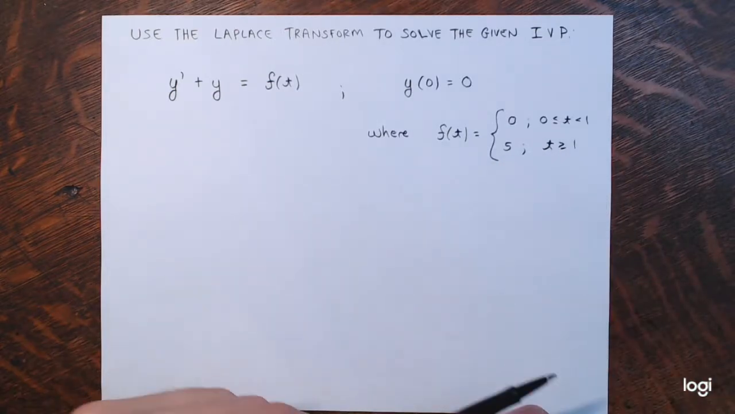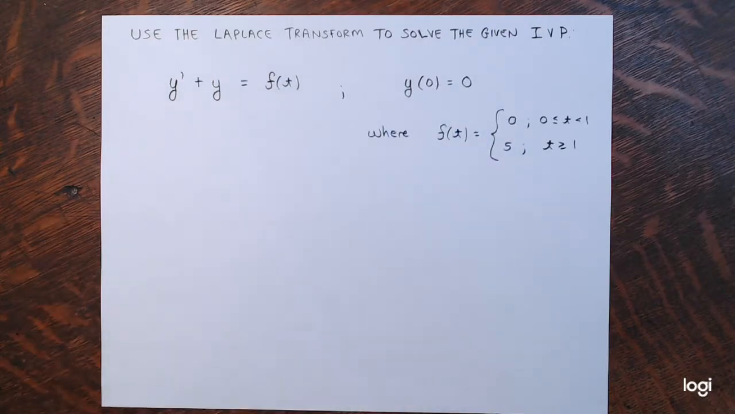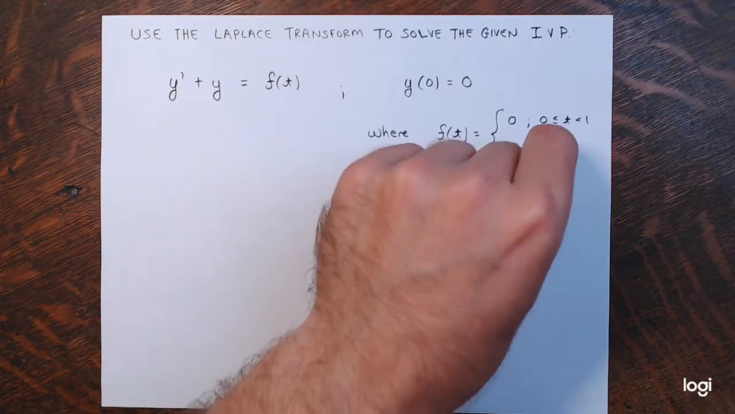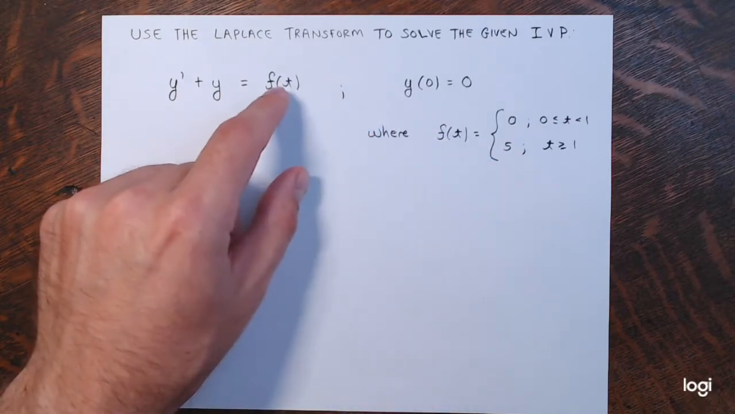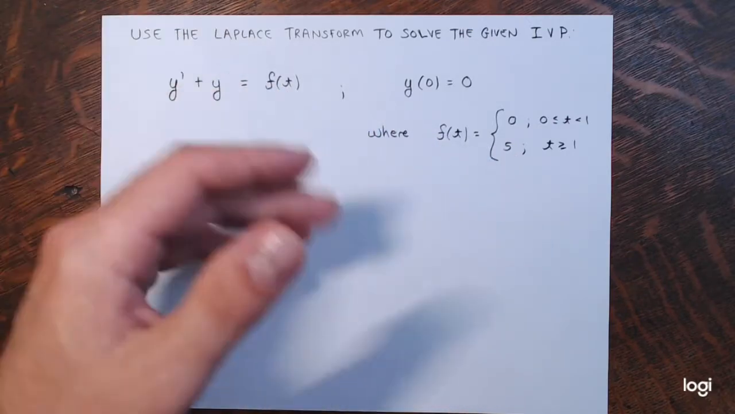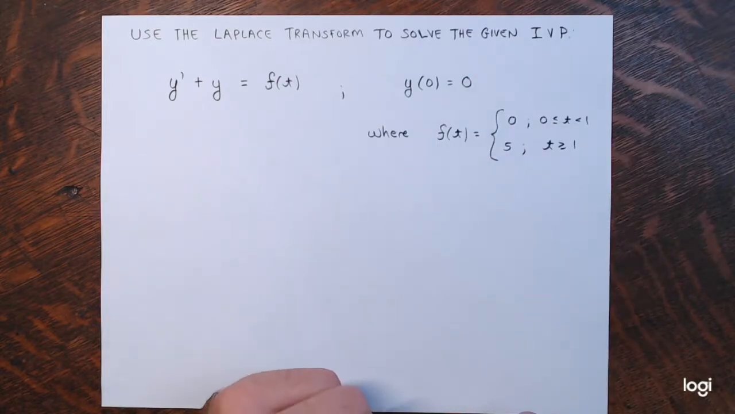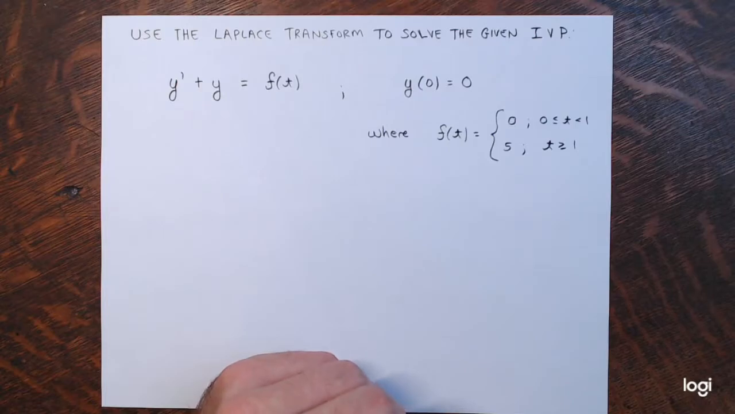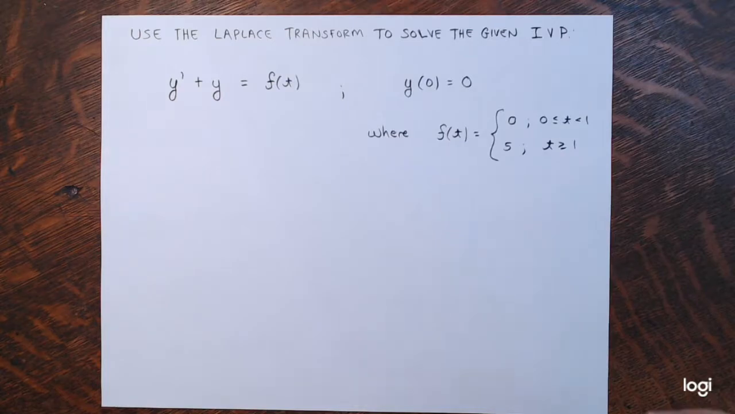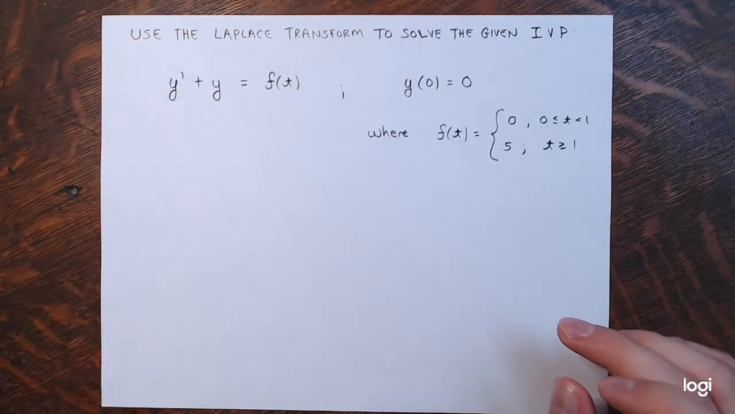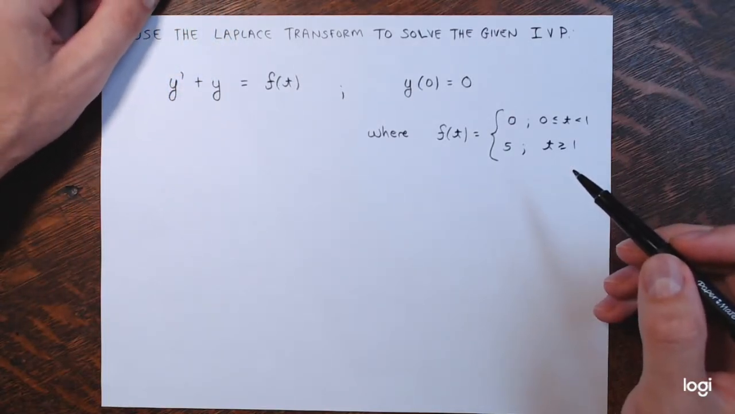Now you could go about your business by replacing f of t with 0, finding your function y, and saying y equals this when t is between 0 and 1, and then letting f of t be 5, solving that resulting equation, and saying y is that when t is greater than or equal to 1. So you can write your solution as a piecewise defined function as well, just taking one piece at a time. But I'm not going to do that here. I want to use our second translation theorem and some unit step functions.